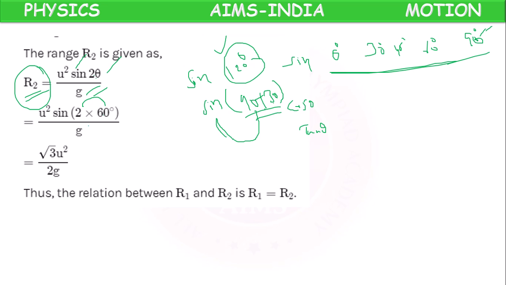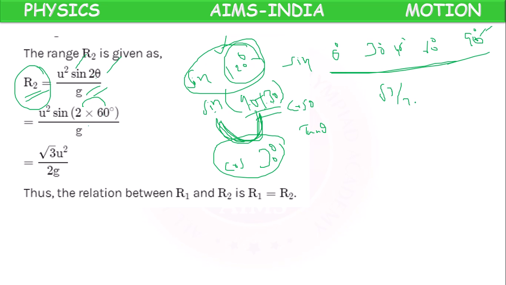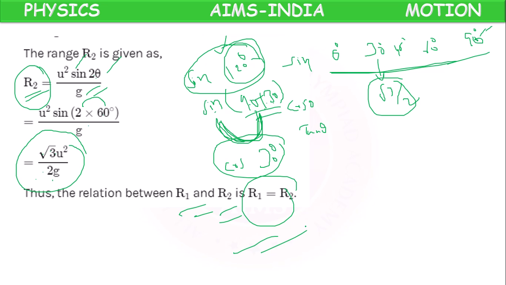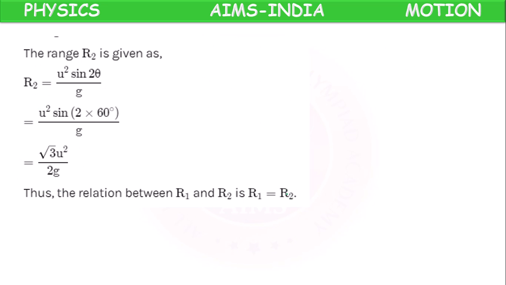For one right angle, sin 90 will become cos. So what is remaining? 30 degrees. So sin 120 degrees is equal to cos 30 degrees. Cos 30 degrees value is also root 3 by 2. So this time also its value will become root 3 by 2 u square by g. So both values we have got equal. So r1 equals r2. That is one relation. Then what about h1 and h2?